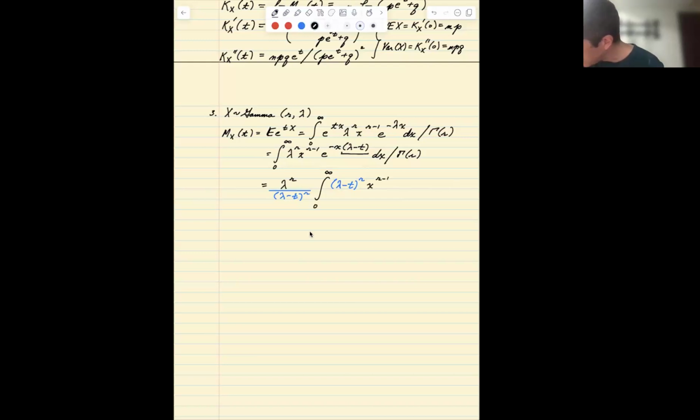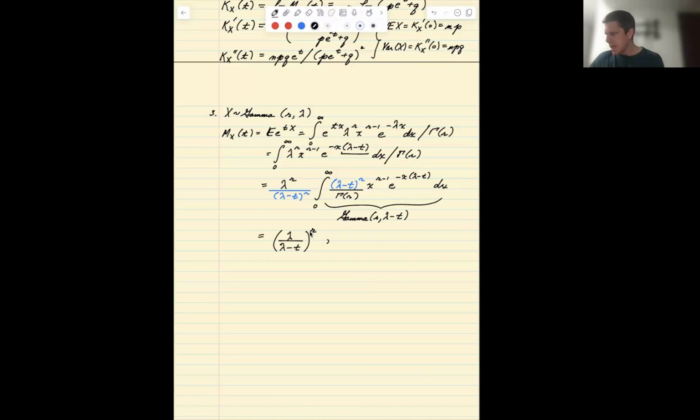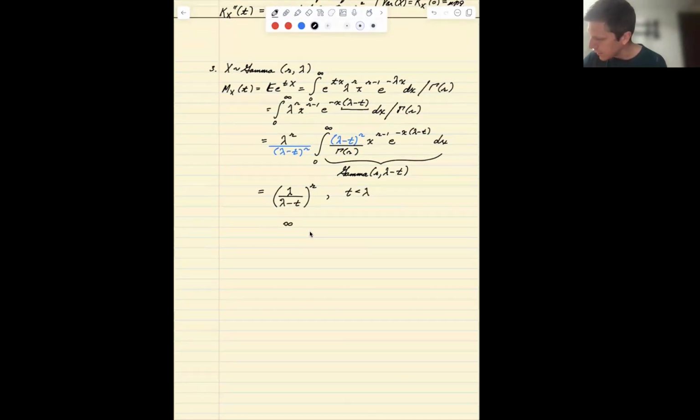x to the r minus 1, e to the minus x lambda minus t, divided by gamma of r. This is now the density of a gamma r, lambda minus t. And so this is equal to lambda over lambda minus t to the r, provided that lambda is greater than t, or t is less than lambda. Otherwise, this is going to be infinite.